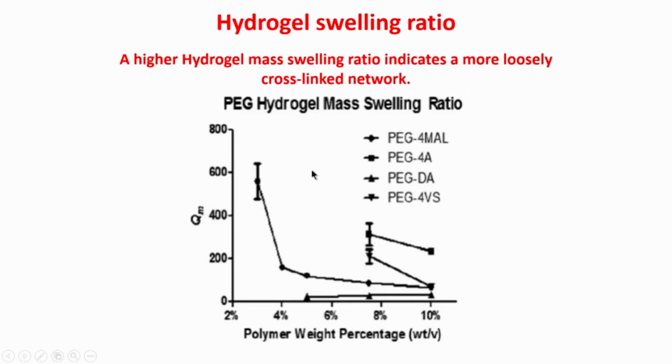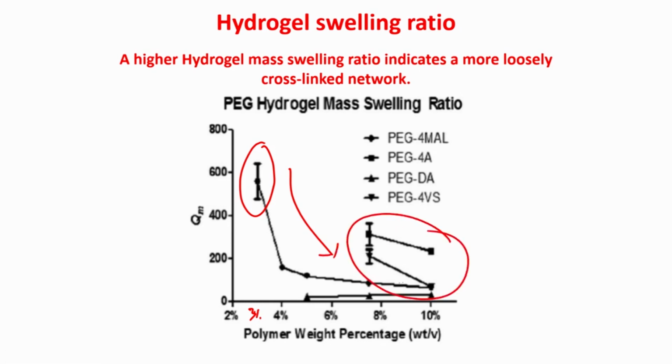Okay, then they went ahead and looked at the hydrogel swelling ratio. So, what they found is that the PEG-4 had a very high swelling at lower percentage. So, if this was the 3%, which is the minimum they can get, and as you increase the polymer concentration, this swelling decreases, whereas in the cases of others you do not really have much swelling happening, because you are requiring quite high percentages.